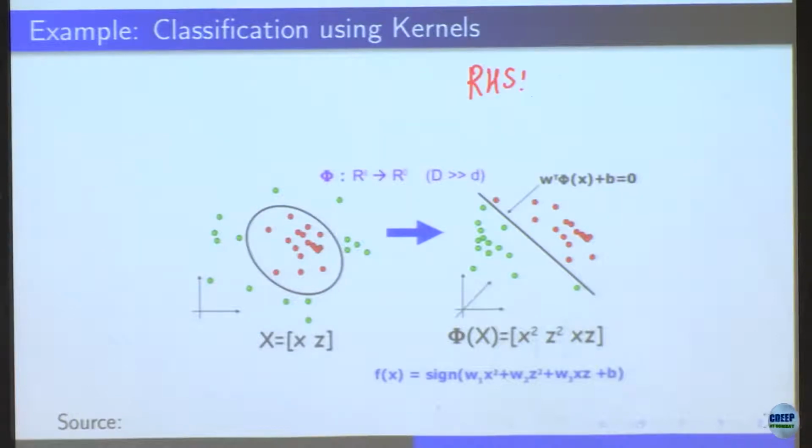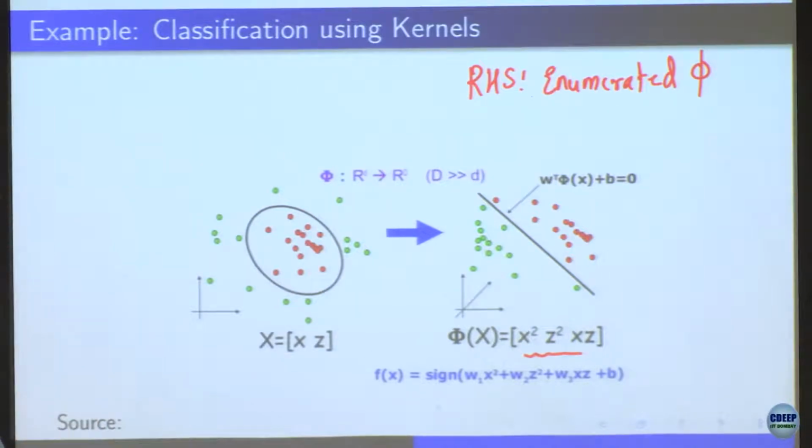So in the RHS, what you have done is enumerated phi. Here, for example, I have taken phi to be x square, z square, xz, all the three components, all these interaction terms, and in that larger space I get a linear separator.